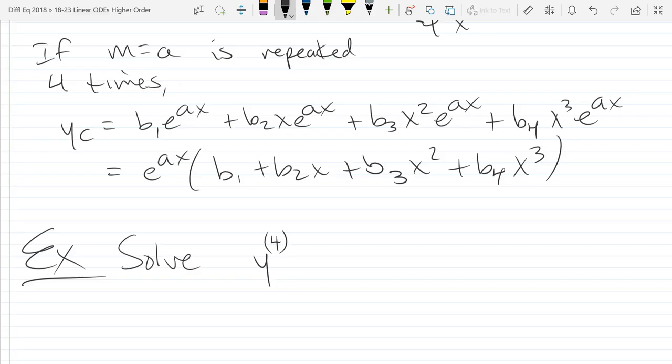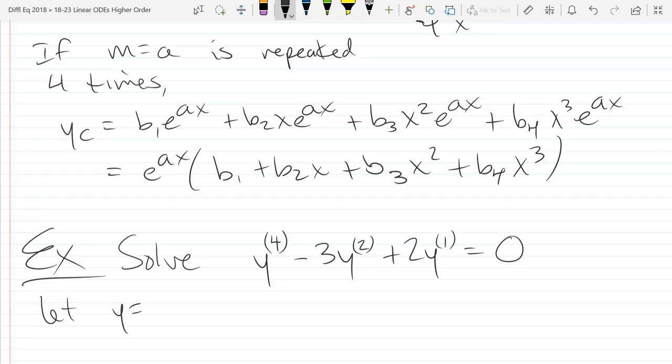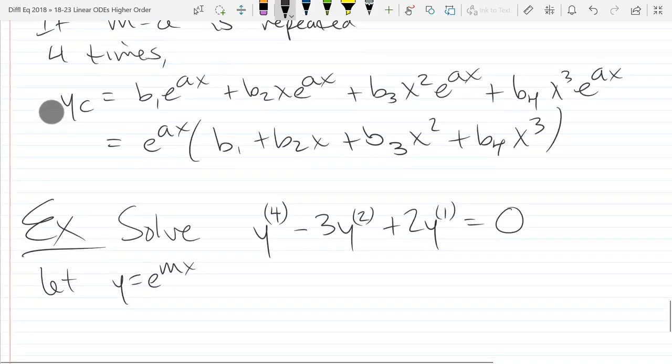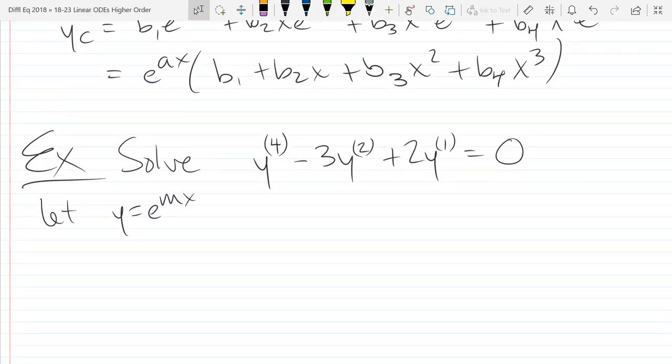We have a fourth derivative. Fourth derivative minus 3y second derivative plus 2y first derivative equals 0. So same first step as before, let y equal e to the mx. So test out your algebra skills now and see if you can solve this. There is no third derivative, and there's no zero derivative. So be careful about your derivatives right here. There's a fourth, a second, and a first derivative, but no third or zero.